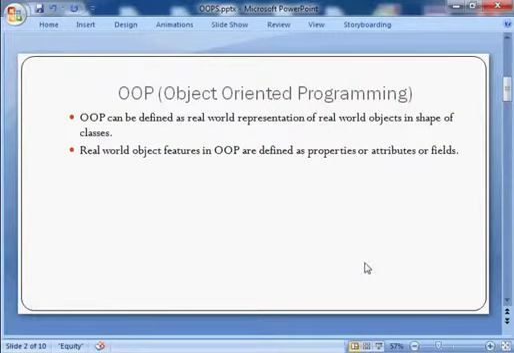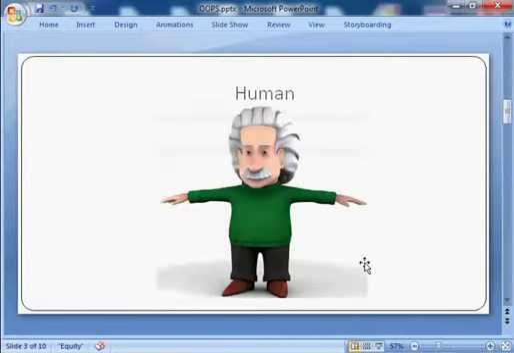Now in OOPS we can define it as a real world representation of a real world object in the shape of classes. You must have read this definition before also, but I will make sense of it for you. Features of a real world object are defined in OOPS as properties, attributes or fields. Let me make more sense of this with an example.